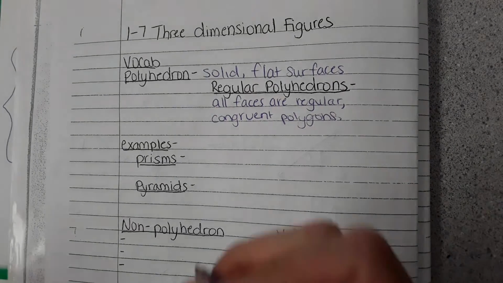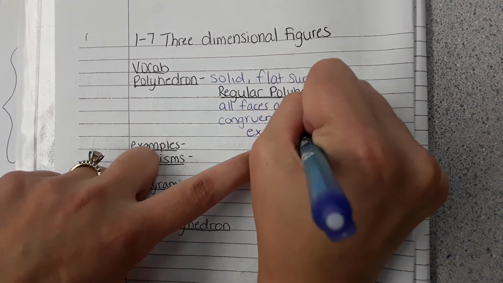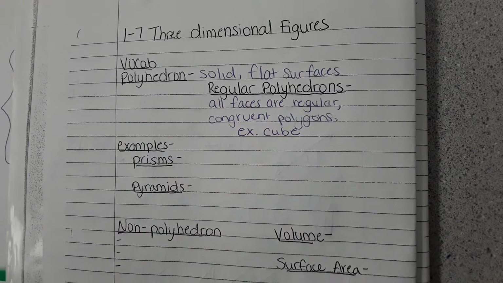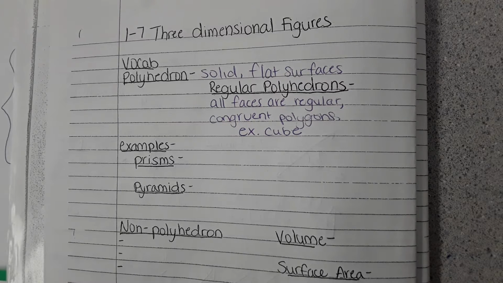An example of this would be like a cube. In a cube, all the faces of the cube are the exact same dimensions. They have the same area. All 6 sides are the same square.